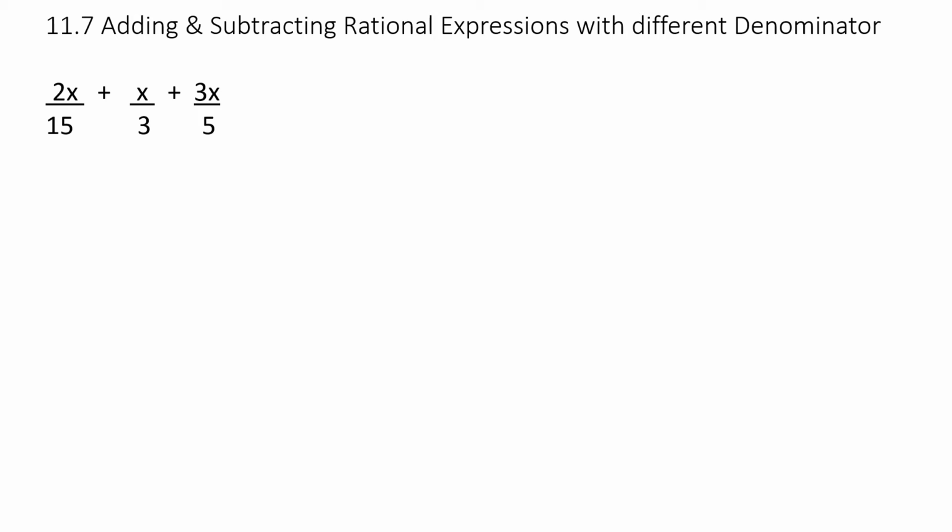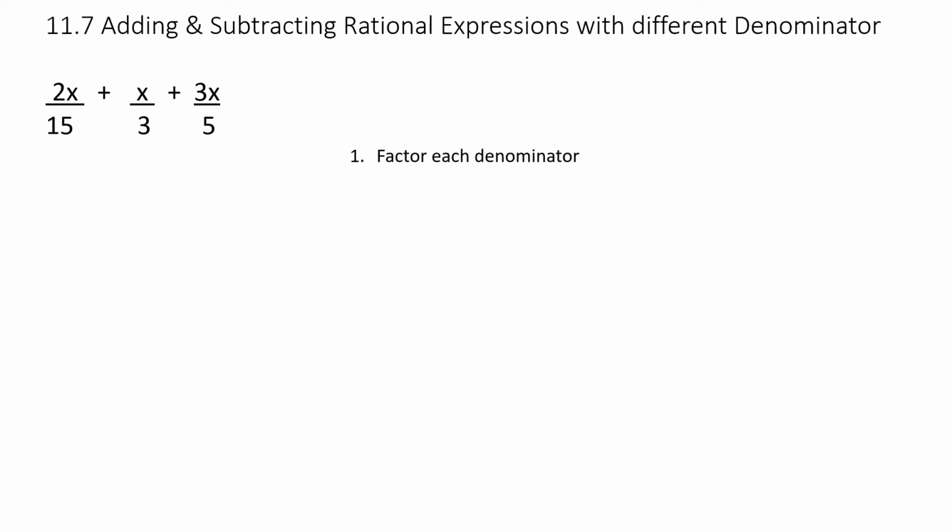Okay, this is section 11.7, adding and subtracting rational expressions with different denominators. Now you've already added and subtracted rational expressions when they had the same denominator. And then we just talked about how to rewrite a fraction to have common denominators. So the first thing that we need to do when you have these fractions, we have three fractions here being added, but they have different denominators.